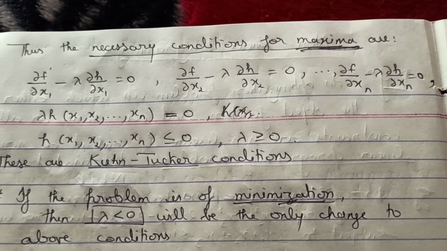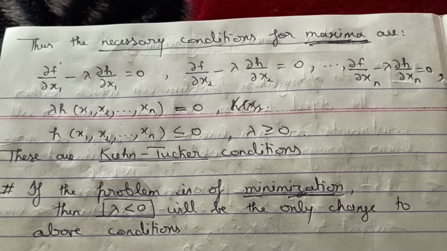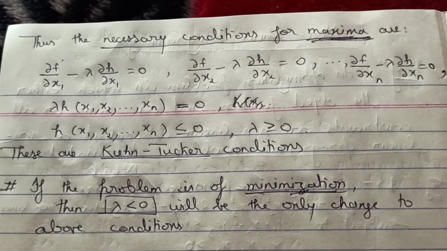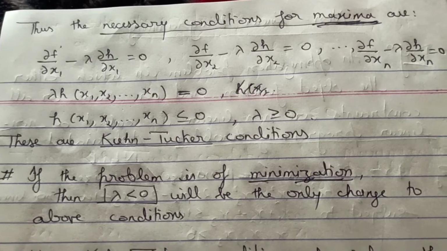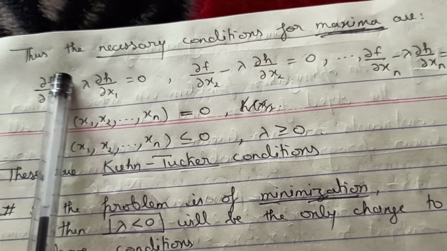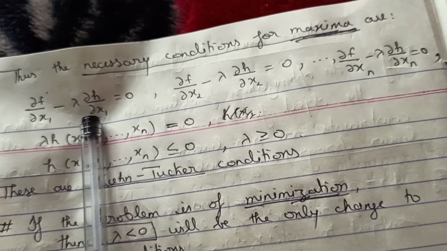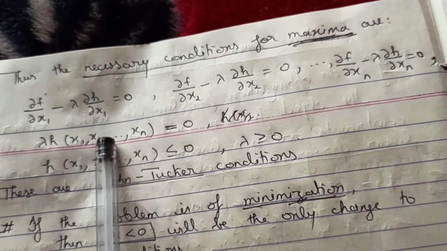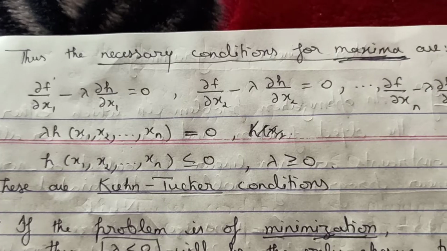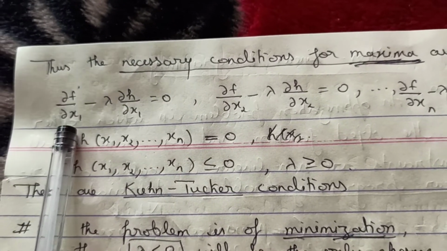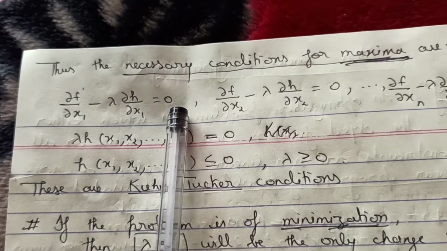So what are those conditions? As we can see here, f is a function of x1 x2 up to xn, right? So n variables are there, so that means we can find the partial derivative with respect to x1. So the first equation will include the partial derivative of f with respect to x1. Now h is what? g of x1 x2 up to xn minus b, right? So h is also a function of n variables x1 x2 up to xn. So it is possible to find the partial derivative of h with respect to x1. So we are finding the partial derivative of f with respect to x1 and the partial derivative of h with respect to x1, putting in this relation, it should be equal to 0.